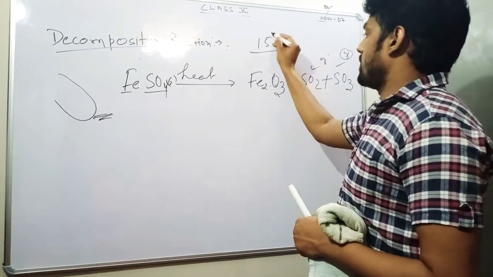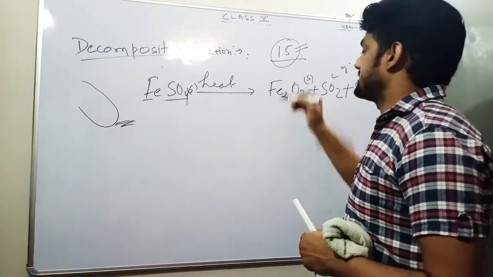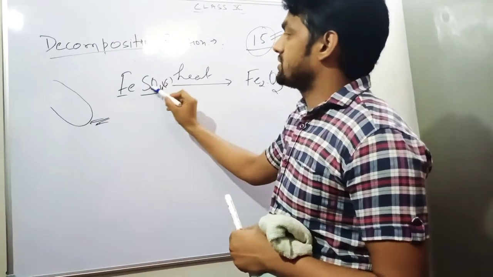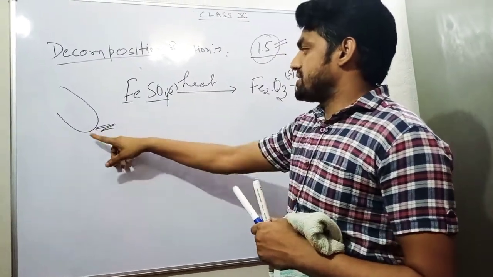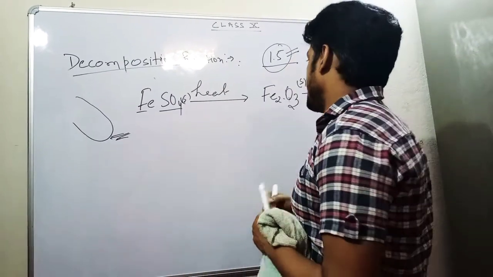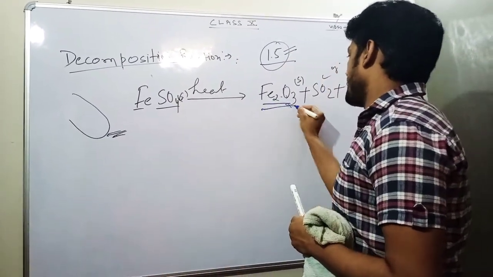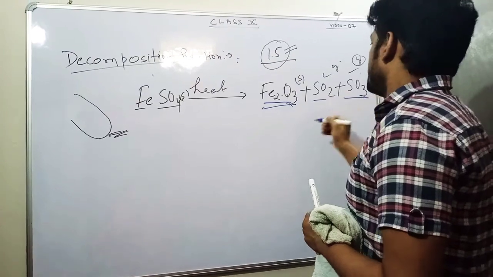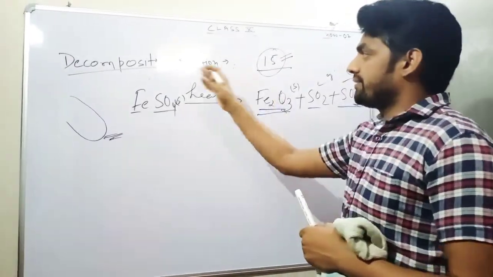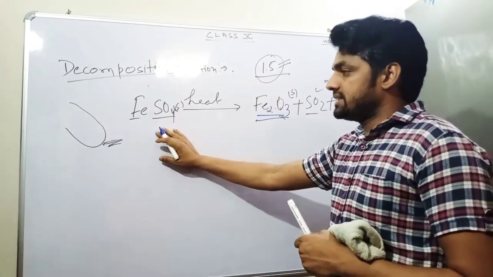From activity 1.5, we have discussed that a single substance, FeSO4, is taken in a test tube and we supplied heat with the help of a burner. It split or broke down into three other substances, and this kind of reaction is known as a decomposition reaction.